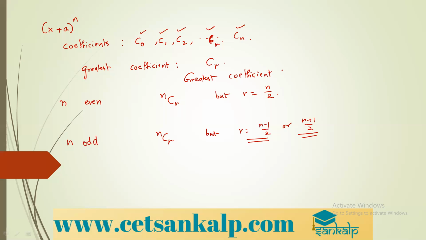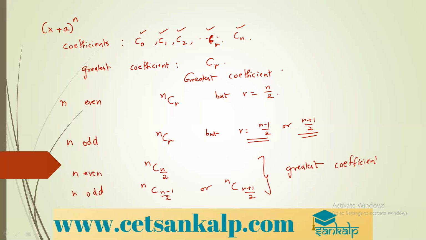That means what I want to tell you is, when n is even, nC(n/2) is the greatest coefficient. When n is odd, nC((n−1)/2) or nC((n+1)/2). These are the formulas to find the greatest coefficients in a binomial expansion.